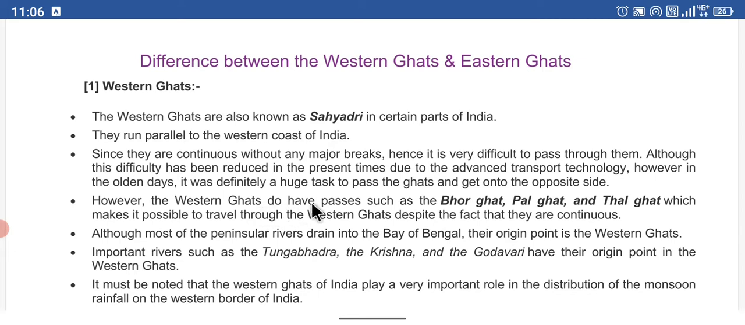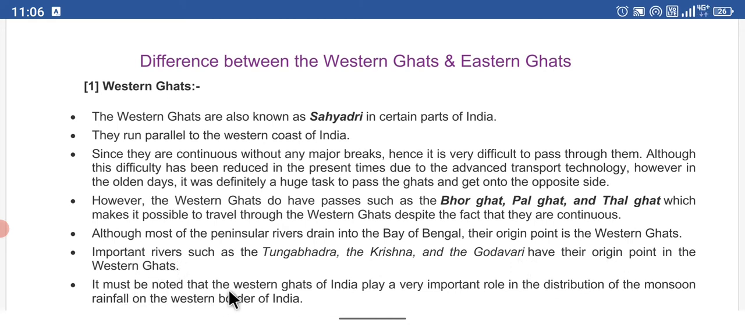The Western Ghats do have passes such as Bhor Ghat, Pal Ghat and Thal Ghat, which make it possible to travel through the Western Ghat. Most of the peninsular rivers that drain into the Bay of Bengal have their origin point in the Western Ghats. Important rivers such as the Tungabhadra, the Krishna, the Godavari have their origin point in the Western Ghat.